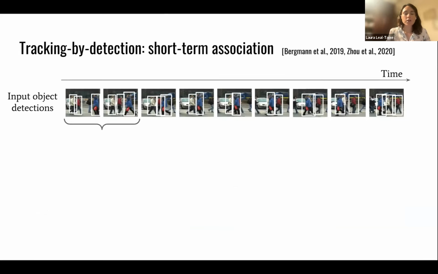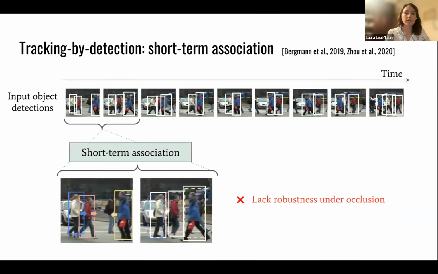For this talk, I want to break association down into two types. One is short-term association, which is the frame-by-frame association. This is usually done with tracking by regression or tracking by attention, methods that essentially predict what is going to be the position of the object in the next frame. So it performs this short-term association from frame to frame. This is usually the case for online trackers. Of course, they are very fast and very good for real-time applications, but they usually lack robustness under occlusions.